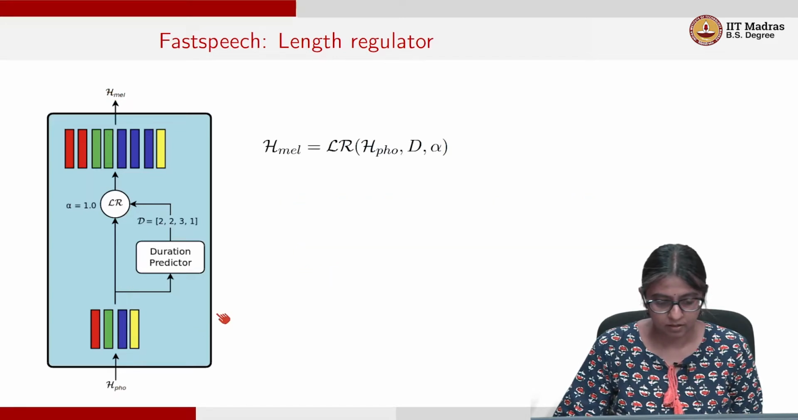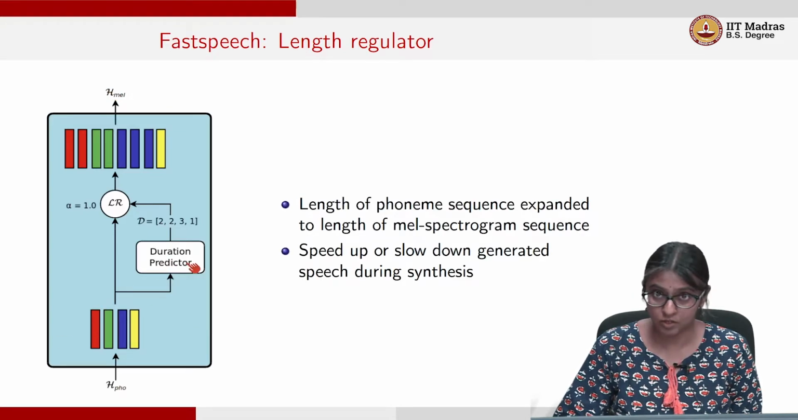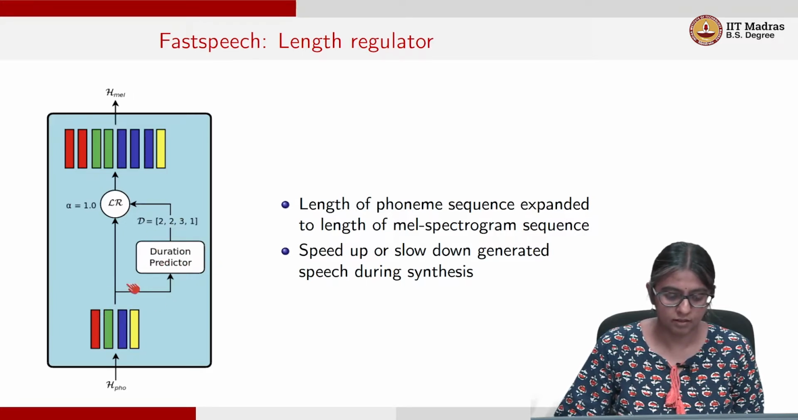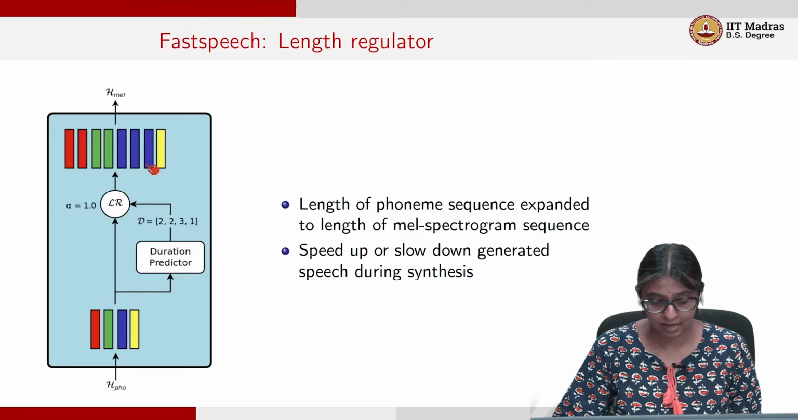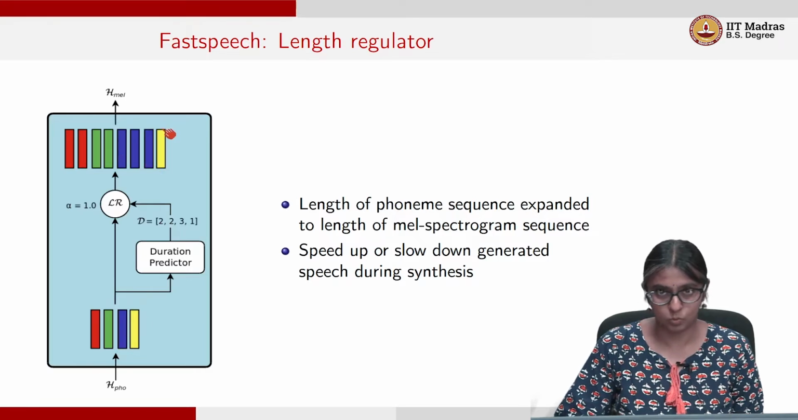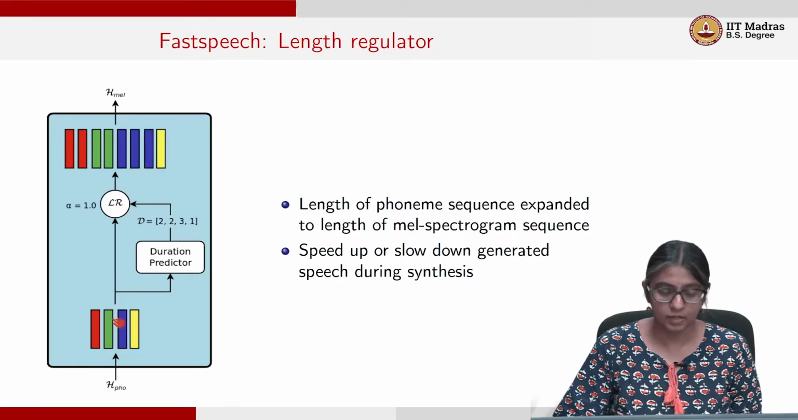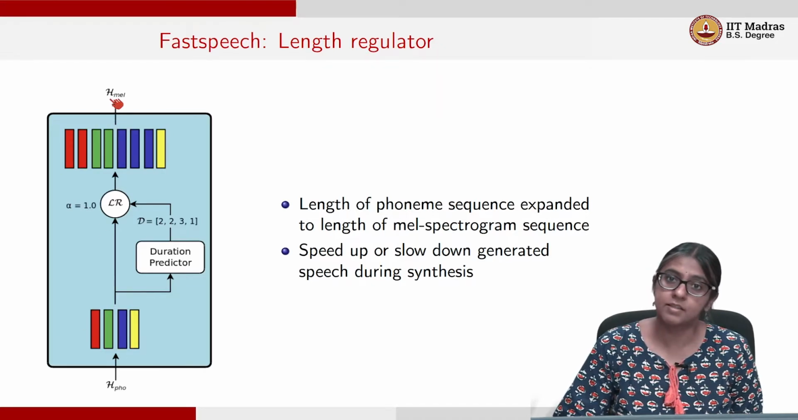What happens here is that we pass this through a duration predictor, which will be explained in the next few slides. And we get this, which says that the first phoneme, the red one, has to be repeated 2 times. So we have 2 frames here. Then this green one has to be repeated twice. This is what the duration prediction gives us. And the blue hidden state has to be repeated thrice, and the yellow one just once. So these are all hidden states corresponding to each phoneme, and they are expanded to match the length of the hidden states of the MEL spectrogram.